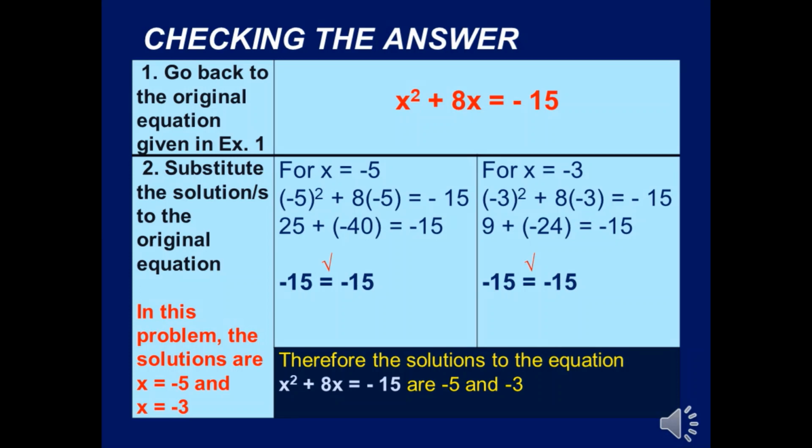So negative 3 squared plus 8 times negative 3 equals negative 15. So negative 3 squared is 9 plus 8 times negative 3 is negative 24 equals negative 15. We add 9 plus negative 24, so the resulting value is negative 15 and it's equal to negative 15. Therefore, the solutions to this equation are correct.